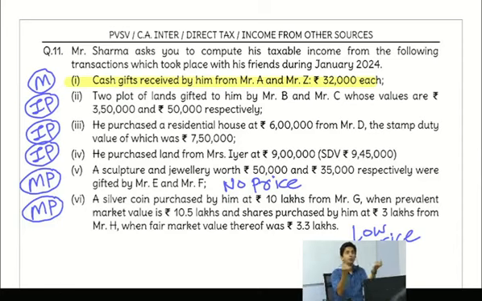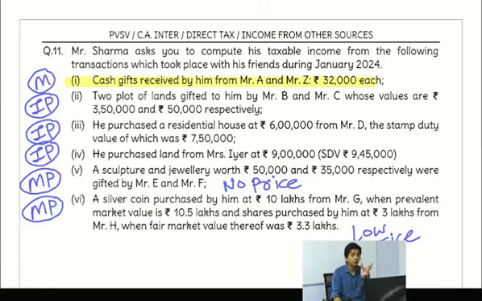So there are two low price items. One is the silver coin, the other is shares. Both are from Jasvi. The silver coin is jewelry, and the shares are from Jasvi too. That also I am checking. Both are low price, so keep them added. So tell me what will be the answer.